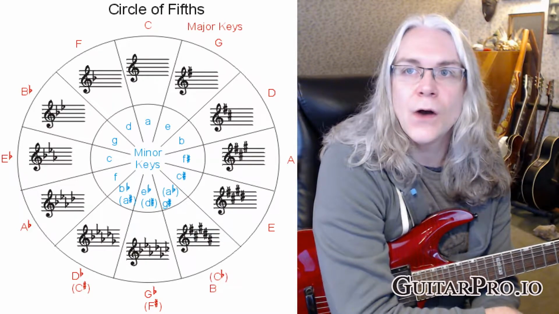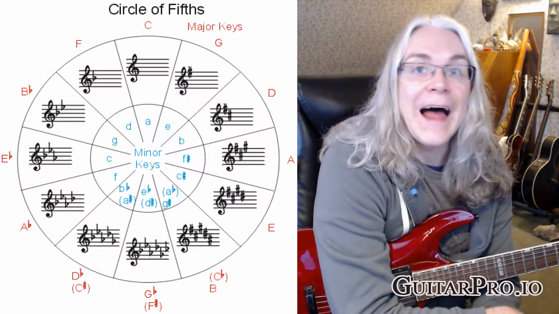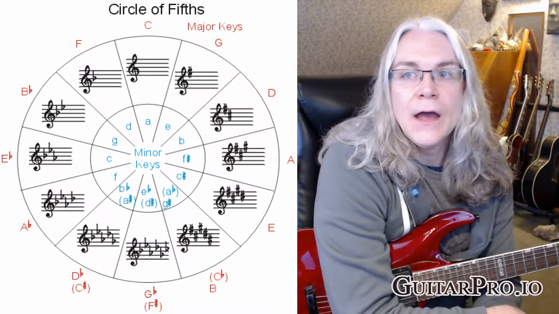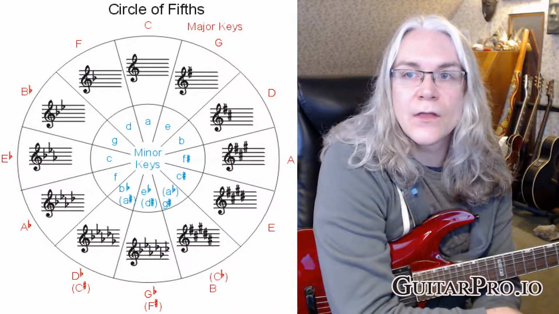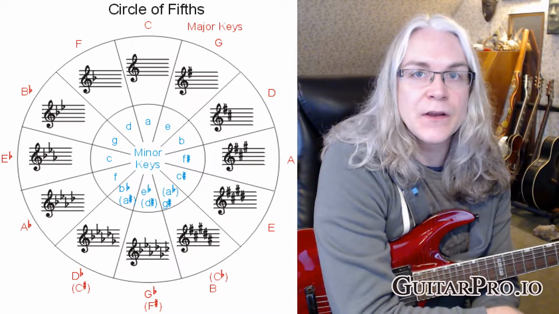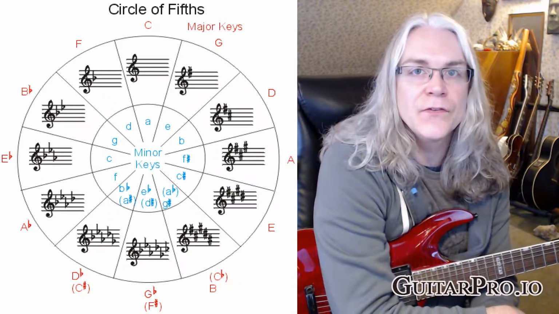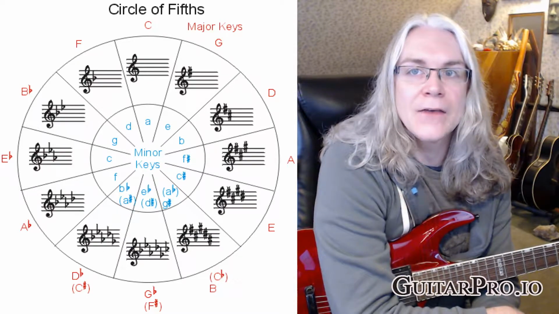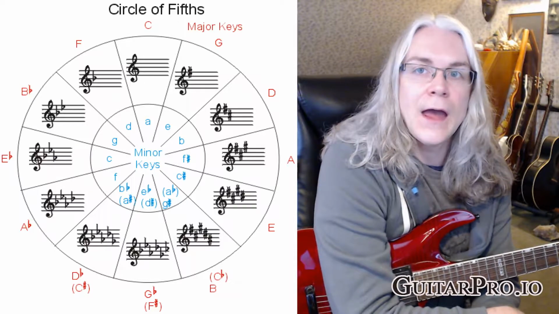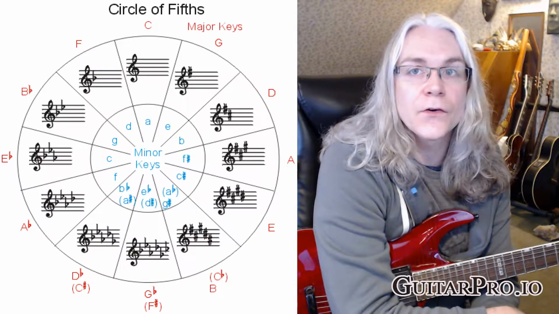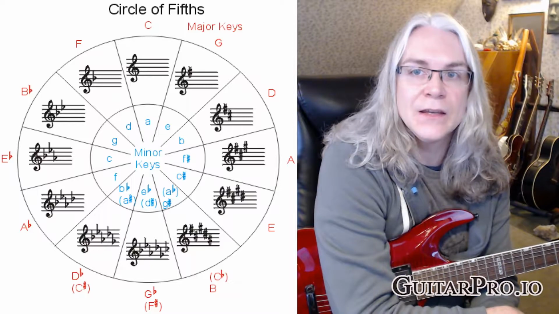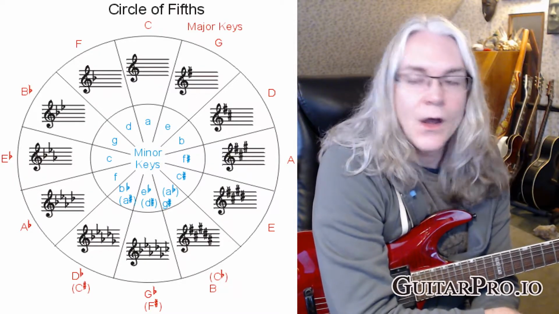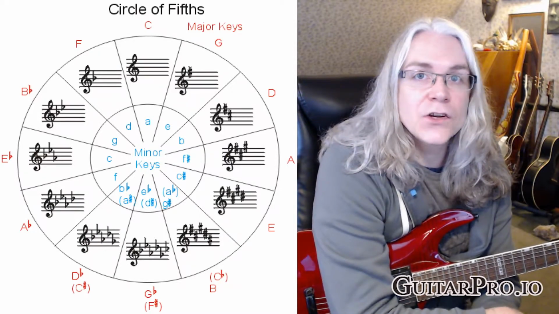So using this as a tool, it's important to remember this goes both directions: sharp keys clockwise and flat keys counterclockwise. And it's important to remember that as the sharps come into the keys, they follow a specific pattern: F, C, G, D, A, E, and B. And as we go through the circle of fourths and more flats come in, those flats also follow a specific pattern: B, E, A, D, G, C, F. And that should help to demystify the circle of fifths.